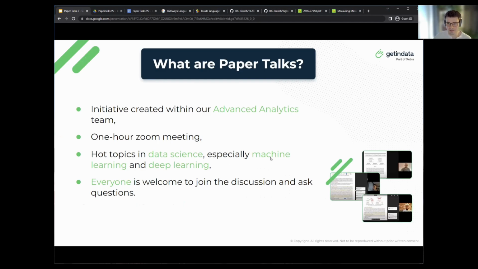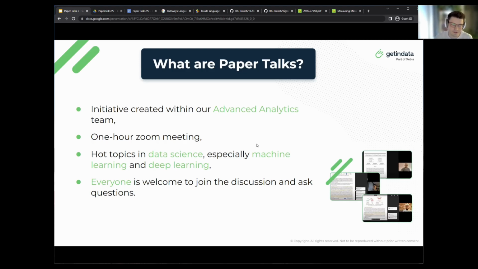PaperTalks is our internal GetInData initiative created with the Advanced Analytics team. So far, we have managed to organize nearly 20 such meetings internally, and since the formula seems to be working nicely, we want to share this initiative with a broader machine learning community. It was born from the need to follow the newest achievements in the machine learning world and stay up to date with the state-of-the-art developments.